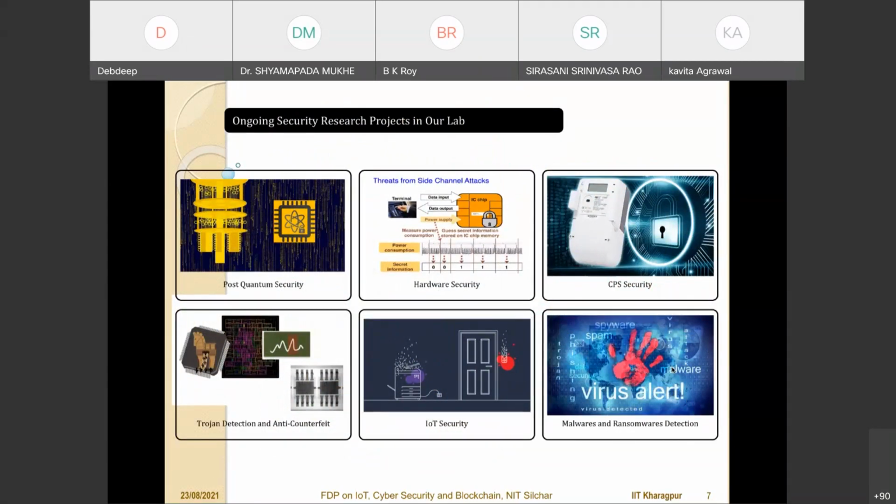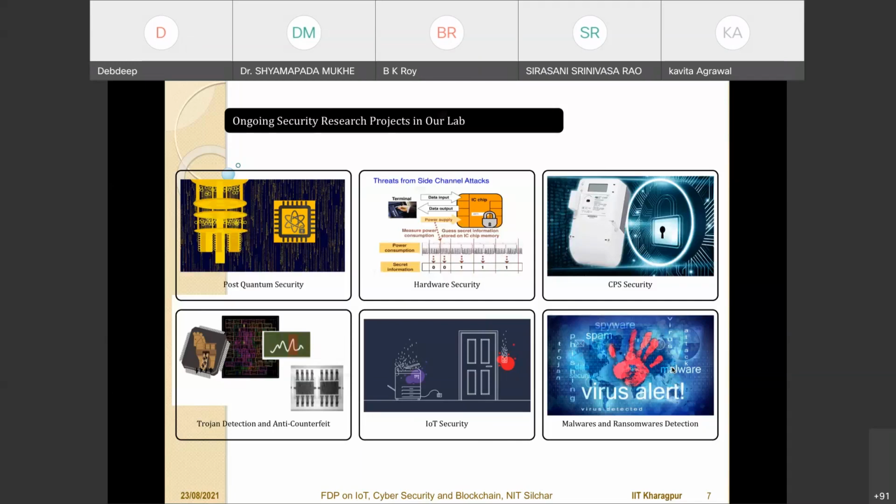One is, of course, the traditional hardware security problems. We are also looking into post-quantum security. We know that quantum machines, when invented, can put several public key crypto systems under threat, and therefore there is ongoing research on developing post-quantum techniques. One of the key challenges with respect to post-quantum is to make suitable and efficient implementations, and we are also trying to do so. We are looking into cyber physical system security, Trojan design and detection, anti-counterfeiting, malware and ransomware detection, and so on.